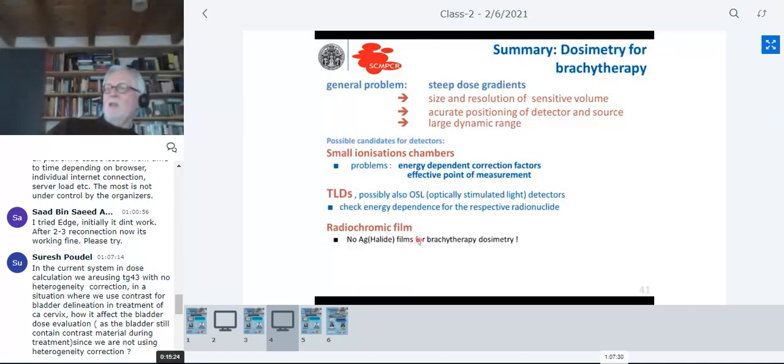One thing you need to know is you may not use radiographic film, silver halide films, the ones you used to use in radiography. They are not useful because they have too large an energy dependence. And one detector that is coming up that seems to be interesting for brachytherapy is a microdiamond detector.